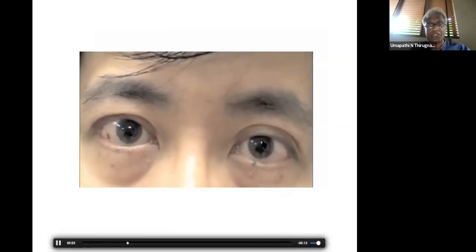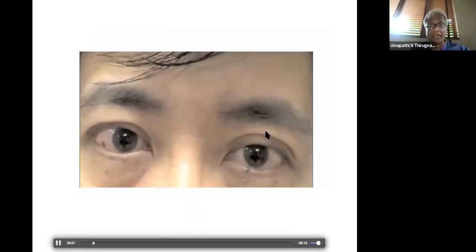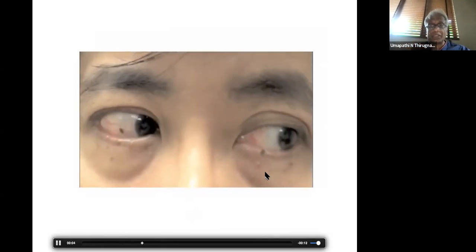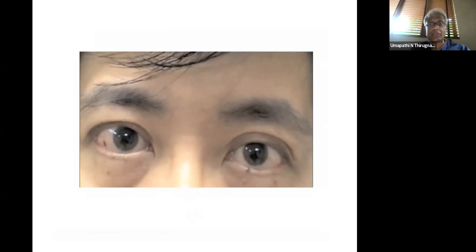Okay. So this patient, you can see at primary position, it's already beating down. Pum, pum, pum, like a ping pong ball, it's beating down. So this is what we refer to as a primary position downbeat nystagmus. So when you see something like that, you know for sure this is a central pathology.